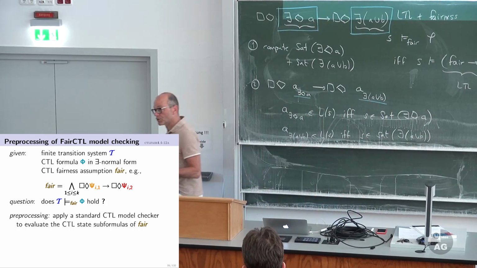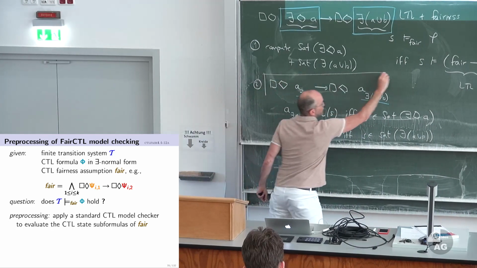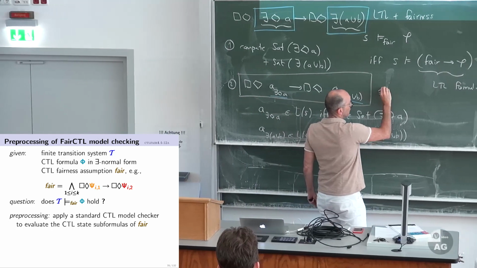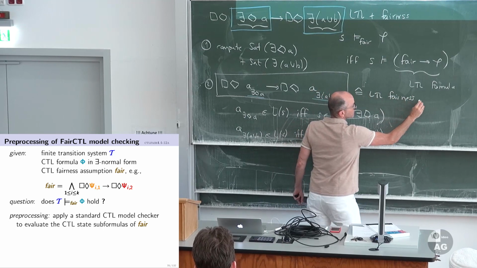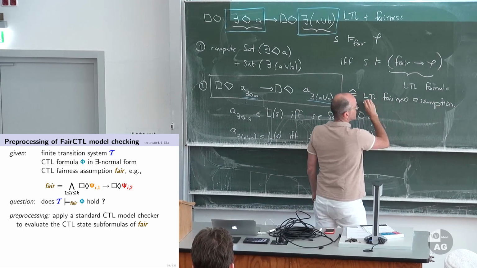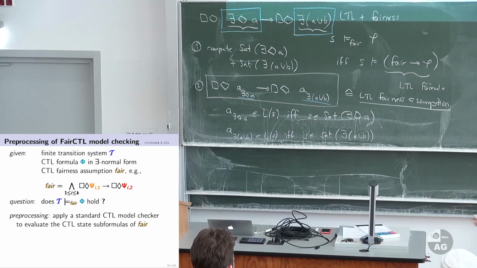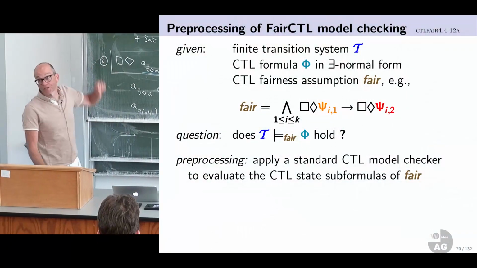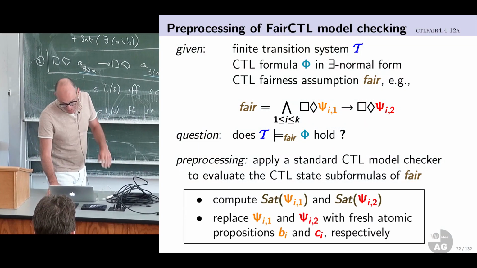Good. What did we do so far? We basically now reduce this to a standard, if you want, an LTL fairness assumption. This is in effect an LTL fairness assumption. And that's what we're going to use then for the rest of the model checking algorithm. Good. So that's what I call pre-processing. Good. So that's what I just explained.